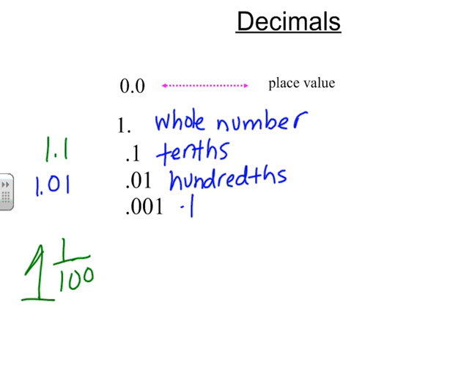This last one here is the thousandth place. And you will notice that everything to the right of the decimal ends in THS. A little something there. And if I wanted to write 1.001, we would read that as 1 and 1/1,000. And that's how it would translate from a decimal to a fraction.